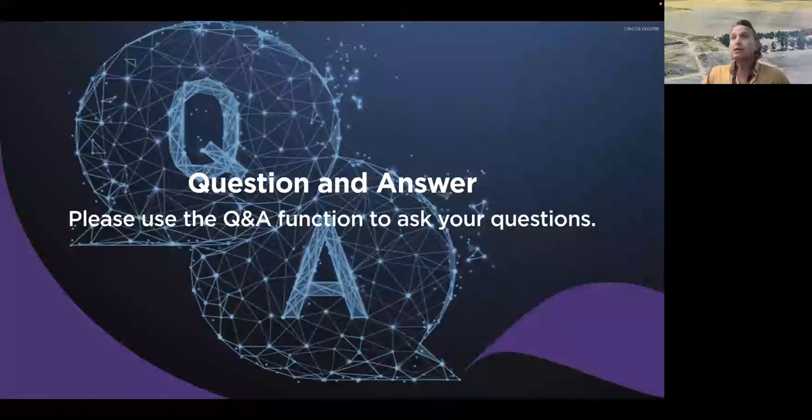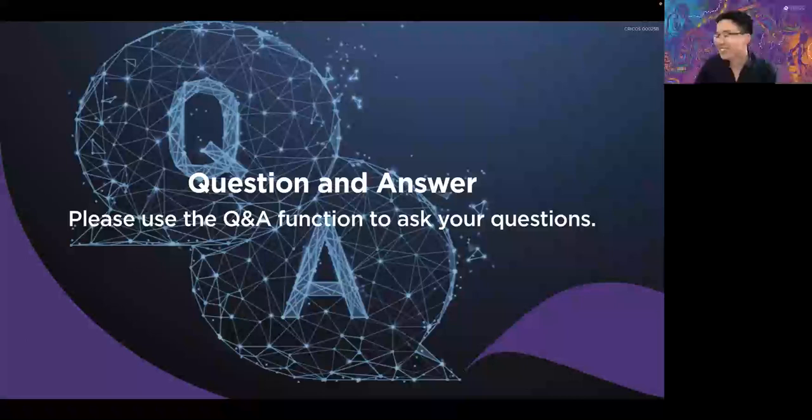Then Yu Zhang, question from Yu Zhang. For the boundary detection, what kind of segmentation models are you using?